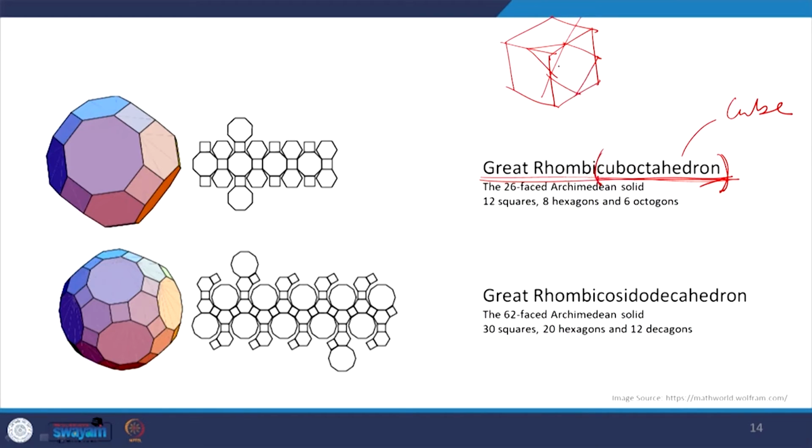Now once we have this cuboctahedron, further, these points that we were getting, which had 2 triangular surfaces and 2 square surfaces, if we further chop them off, we have the square which is filling it up, then we have these octagons, and this place which was the triangle, we will get a hexagon. So finally, for a great rhombicuboctahedron, we have 12 squares, 8 hexagons and 6 octagons.